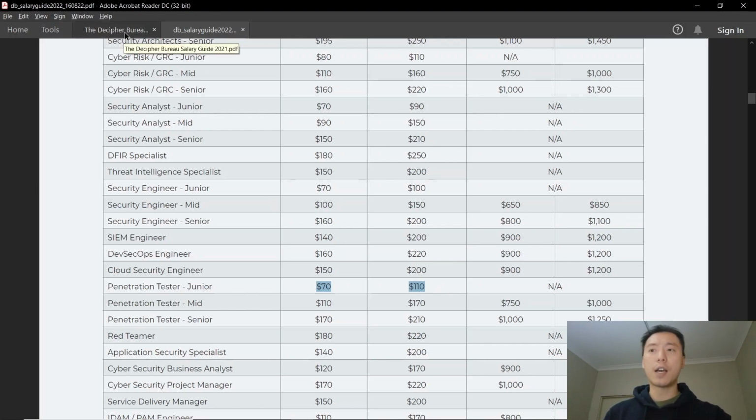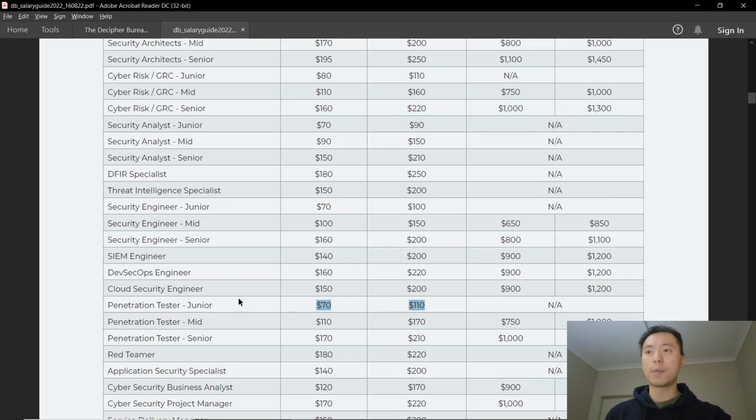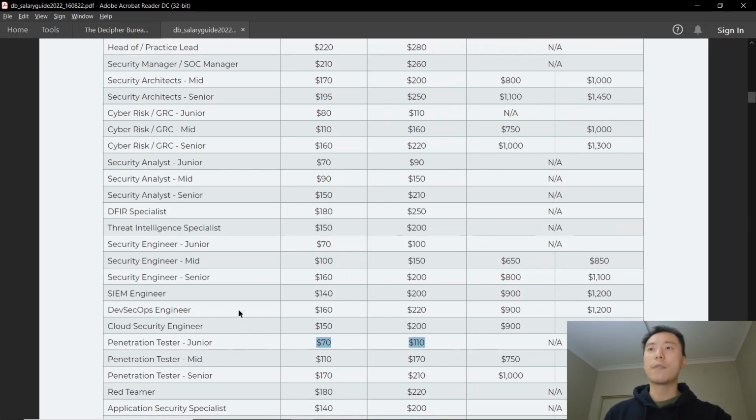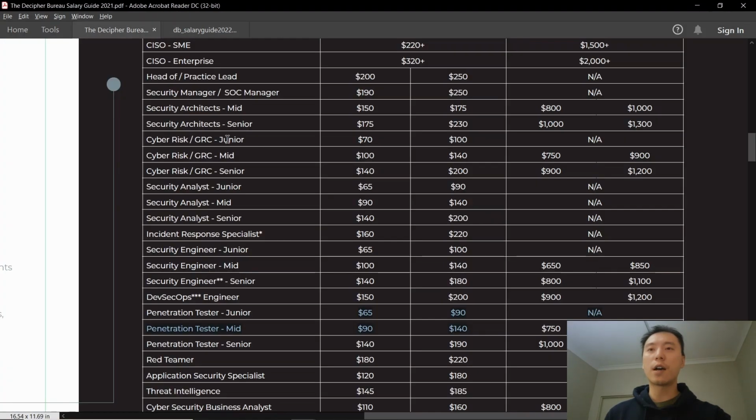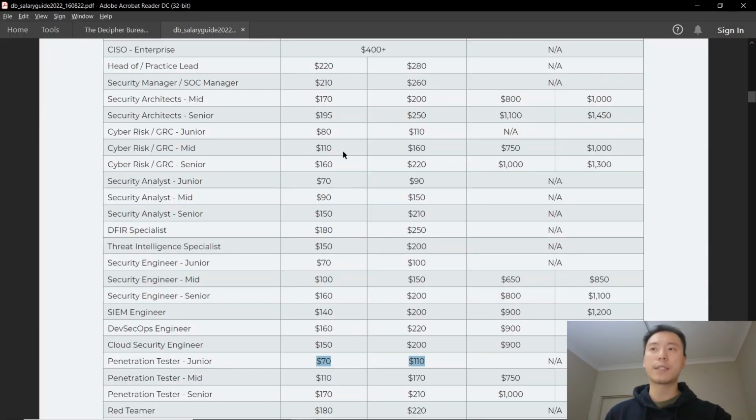Last year, actually, I did notice that the penetration tester salaries have gone up quite a bit compared to GRC. I've actually got the salary guide here from 2021. You can see that penetration testing roles actually lagged GRC roles, and this year they are pretty much the same now, which is surprising.